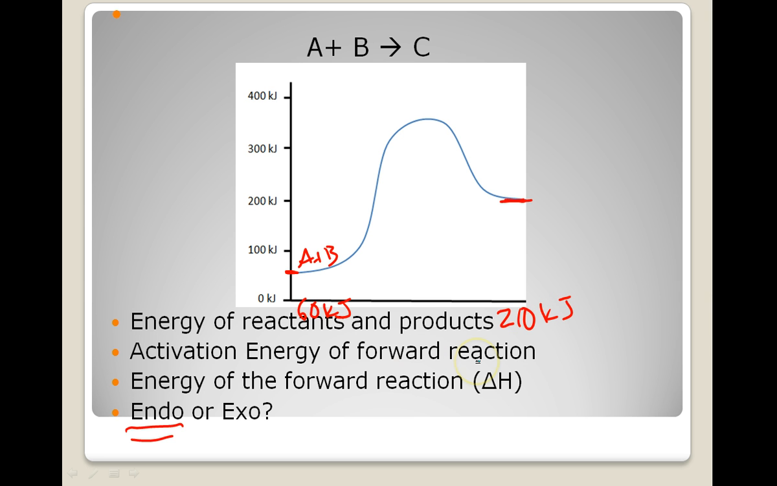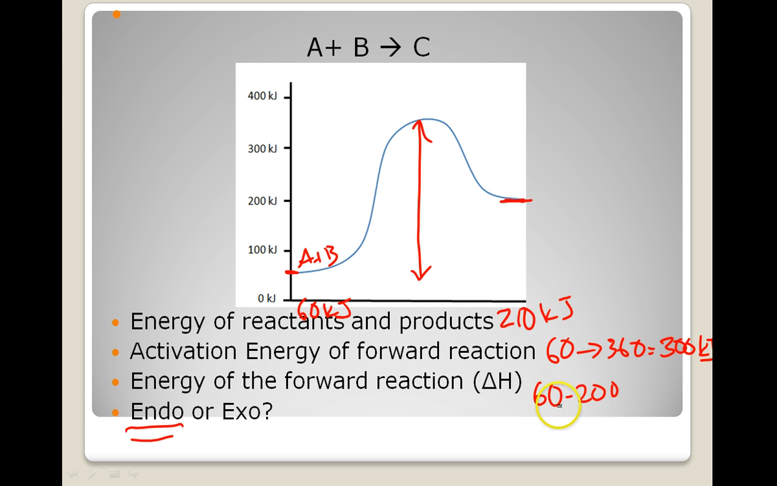The activation energy of the forward reaction. Again, that's how high I have to climb up the hill to get my reaction to occur. In this case, we're going from about 60 to 360. So my activation energy is about 300 kilojoules. Okay. Energy of my forward reaction. I'm starting at about 60. I'm ending at about, I don't know, 200 or so.